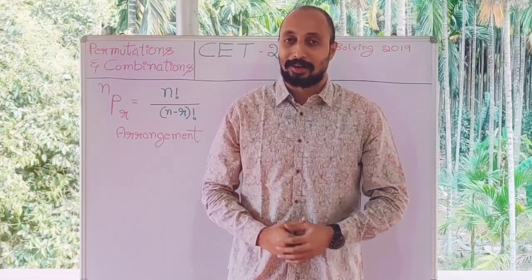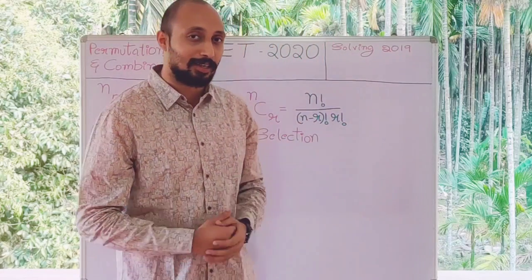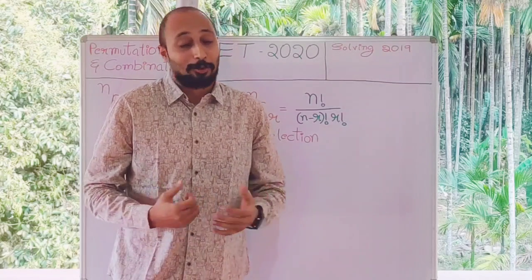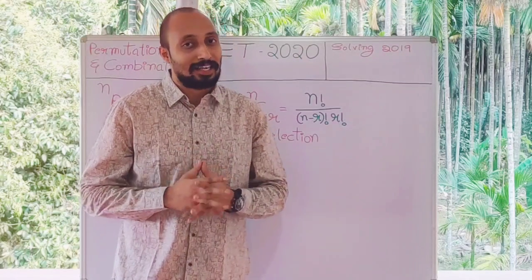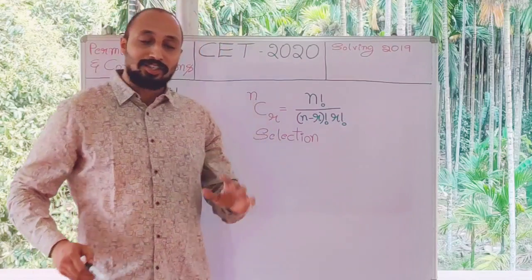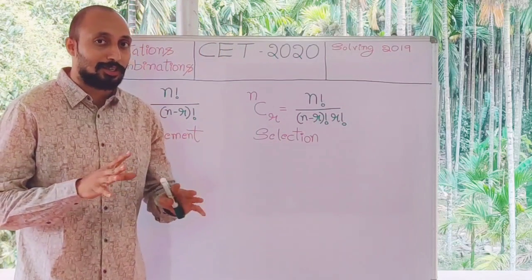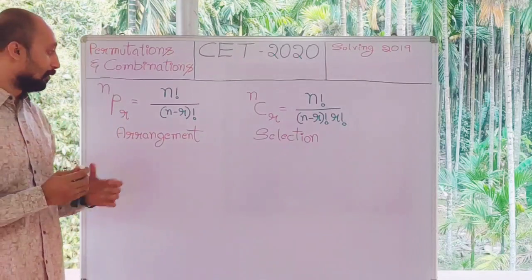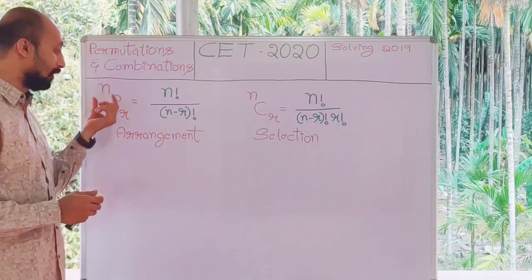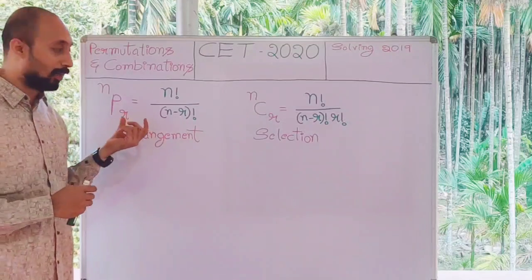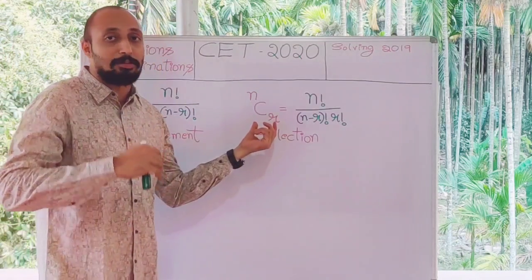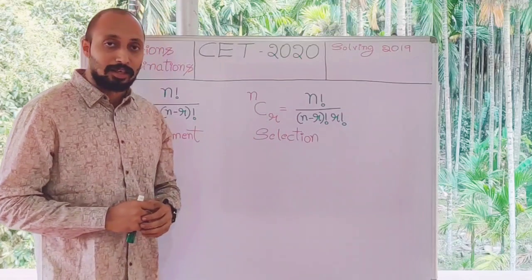As a continuation of the CET classes, we are learning permutation and combination today. As we know, here we talk about arrangement and selection. If there are n things and I have to arrange r things out of it, I'll be using permutation. If I have to select r things out of n things, we'll be using combination.